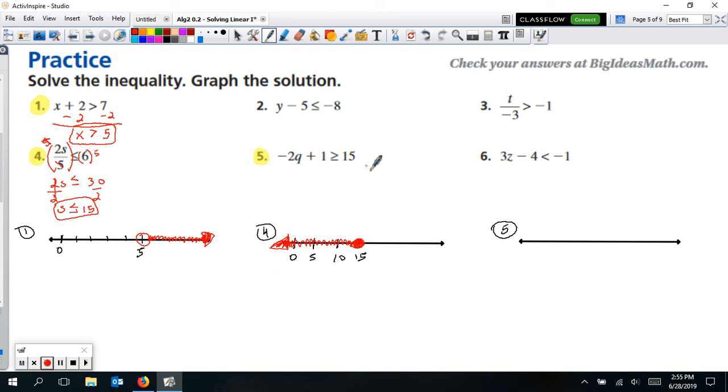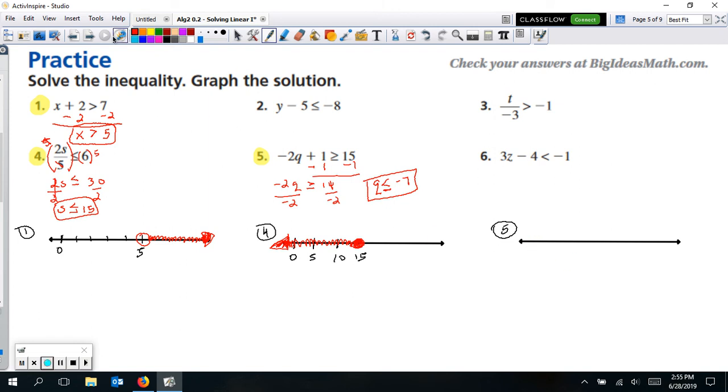All right, number 5. As we solve this one, we're going to start by subtracting 1 from both sides. And so it's going to give us negative 2q is greater than or equal to 14. And then we're going to divide by negative 2. And since 2 is negative right there, we will have to change the direction of this inequality sign. So q, instead of greater than, is going to go the other direction, less than or equal to, and 14 divided by negative 2 is negative 7. So there is our solution for this one.